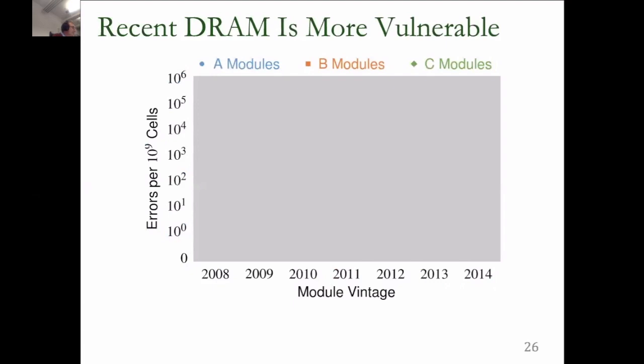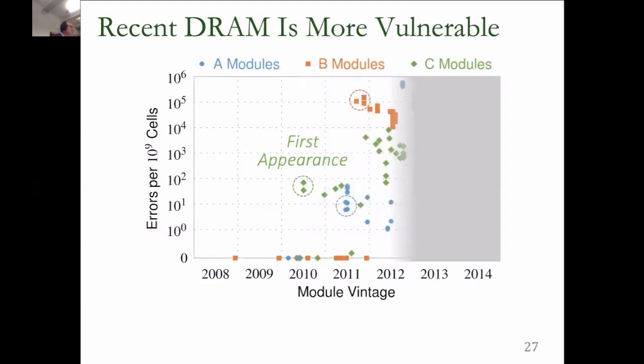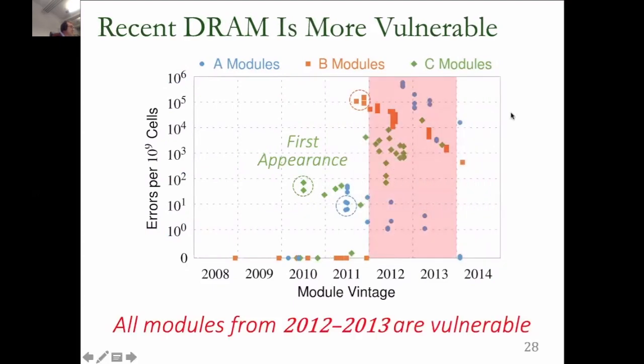And this is a scaling problem, because the chips that we tested that were manufactured before 2010 were not vulnerable. But the chips that we tested from between 2012 and 2013, all of them were vulnerable. And it's manufacturer independent, as you can see. All of the manufacturers' chips are vulnerable.